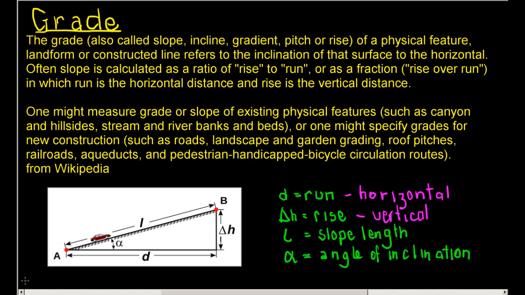D in the diagram here equals your run. Note that's a horizontal distance, horizontal, not the slope distance. L is the slope length, and the rise, of course, is the vertical distance, the difference in height, which is perpendicular, at right angles, to the horizontal distance D. The angle of inclination is shown there. That's the angle with the horizontal. It can be above, an angle of elevation, or below, an angle of depression.